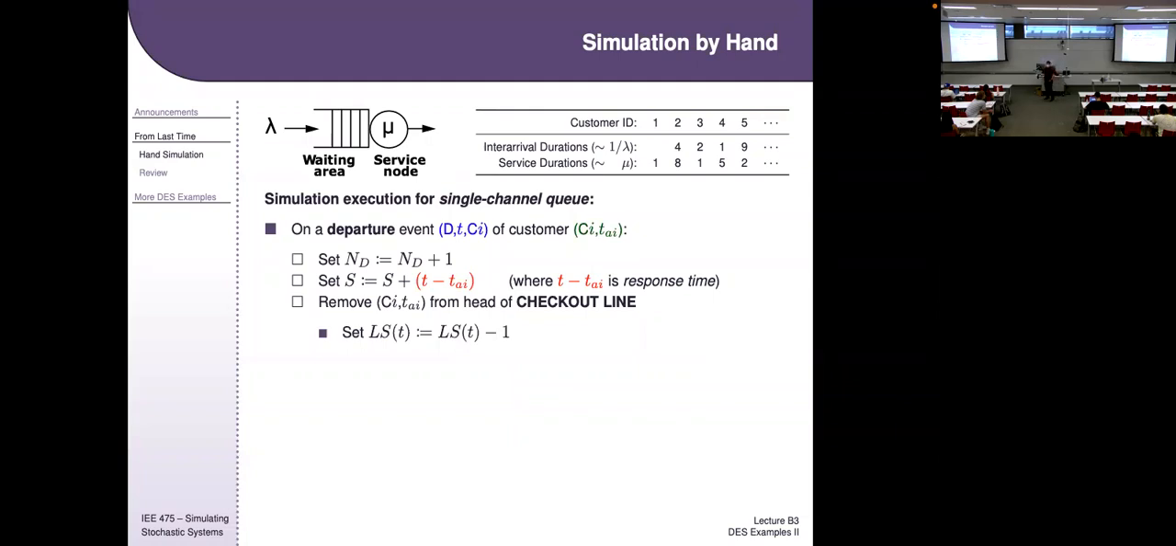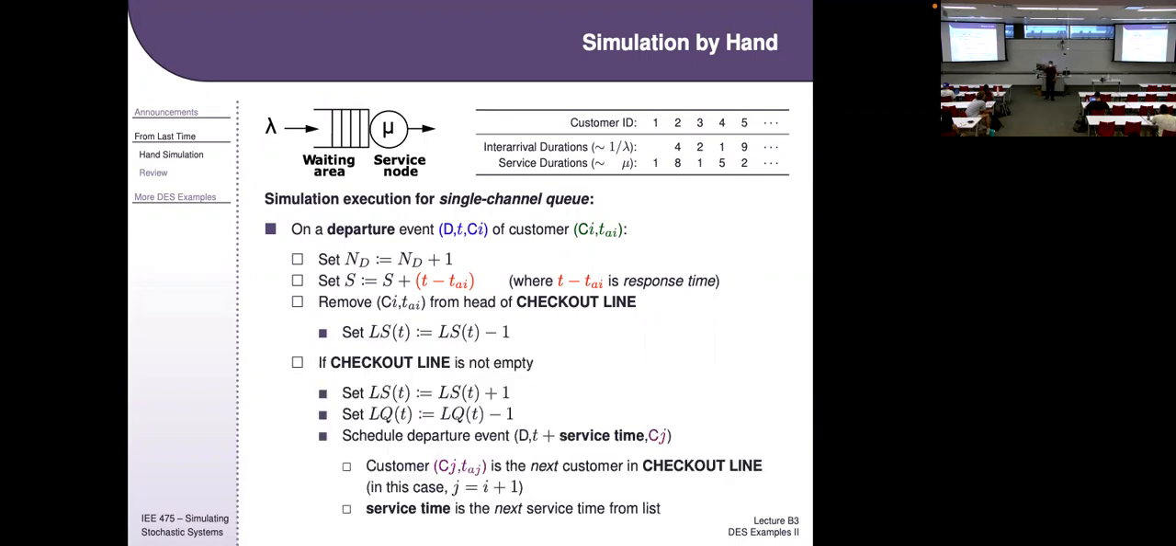So then you remove the individual who left from the checkout line. You check to see if the checkout line's empty, because if it's not empty, that's a conditional event where you can now bring in a customer into service, and then from there schedule the activity of their service. And that's all that's going on here.